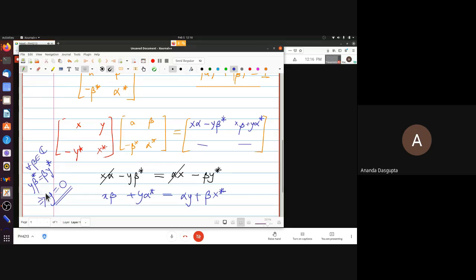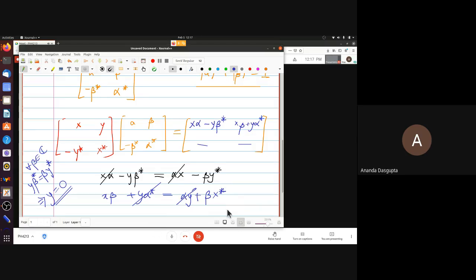Now, of course, to check whether it's right or wrong, all you have to do is take a purely real beta. That will tell you something about the connection between the real and imaginary parts. Take a purely imaginary beta. Again, you will get a result, and that will immediately tell you that y has to be 0. That's the only way you can have y beta star equal to beta y star. Of course, if that is true, then this term drops out.